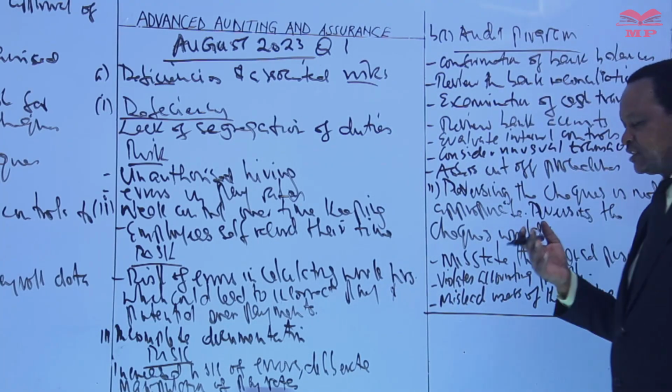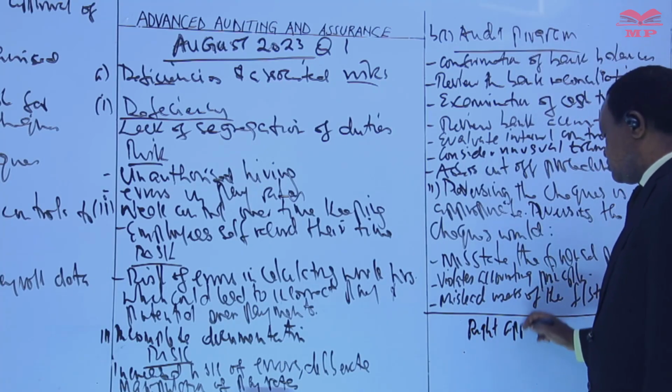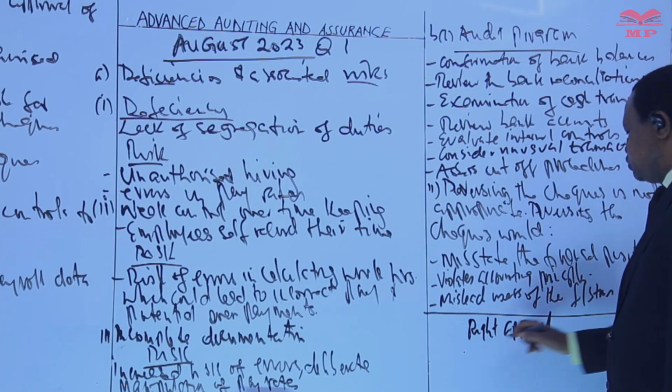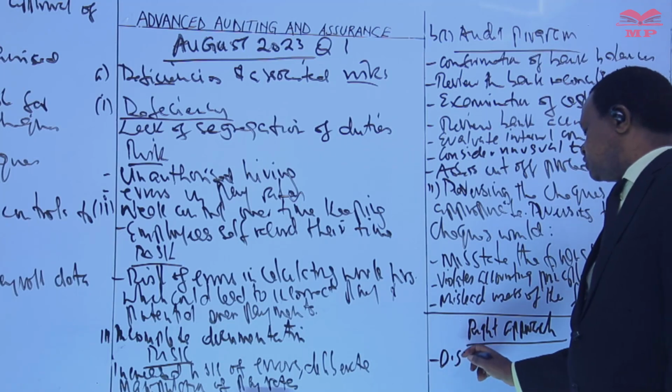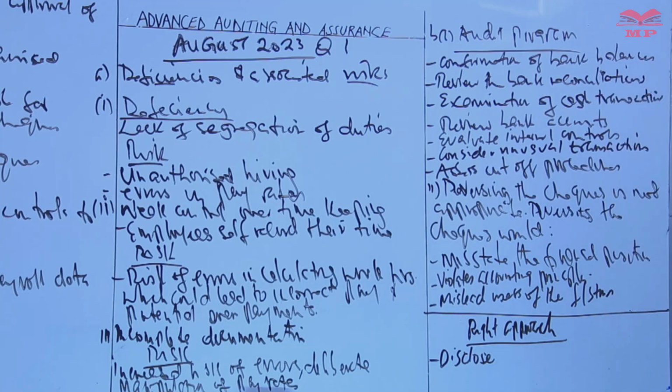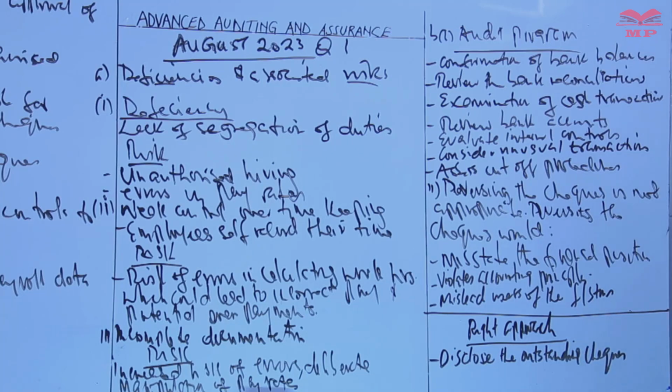Now, if you are to be asked the right approach, what would be the right approach? What should the company do? Disclose, candidates. The company should just disclose. What should be disclosed here? Disclose the outstanding checks. It should disclose the existence of the outstanding checks in the notes to the financial statements.